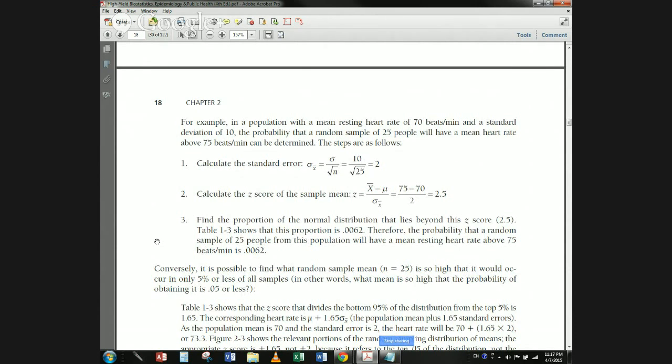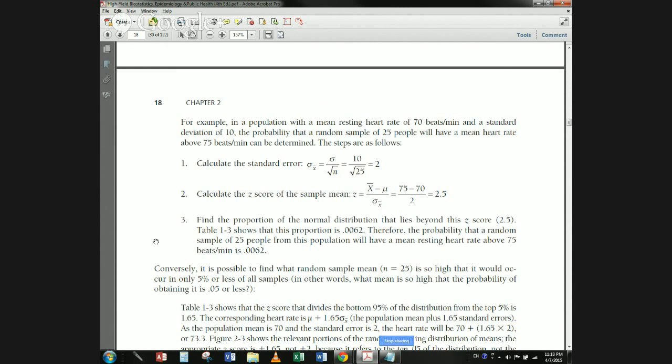Firstly, calculate the standard error. So you take the standard deviation of random samples of a mean by taking the standard deviation and dividing it by the square root of the sample size, which in this case would be 10 divided by the square root of 25, which is equal to 10 divided by 5, which is equal to 2.